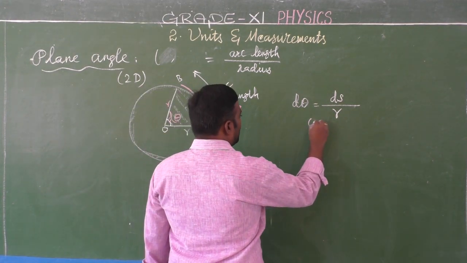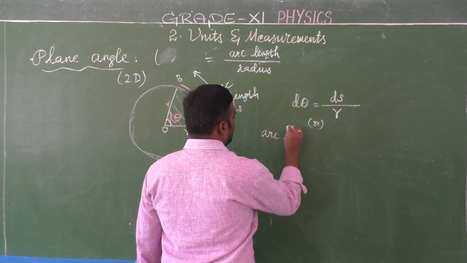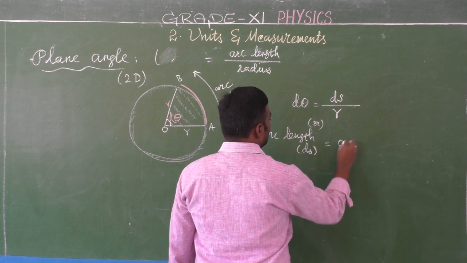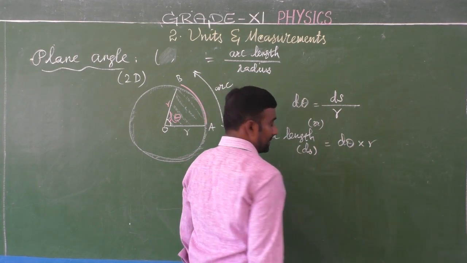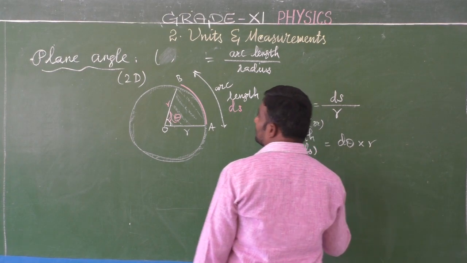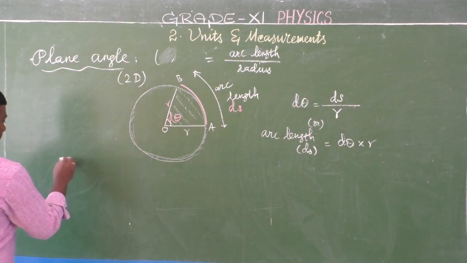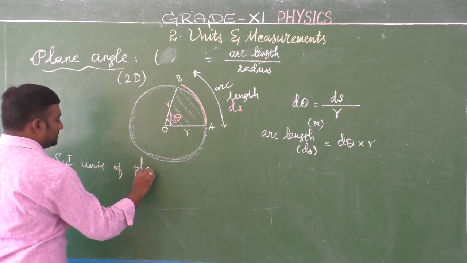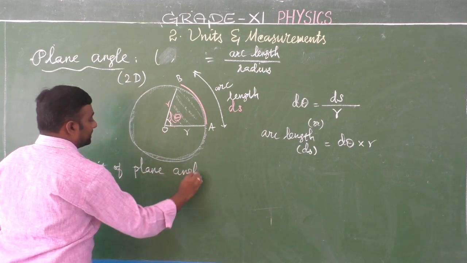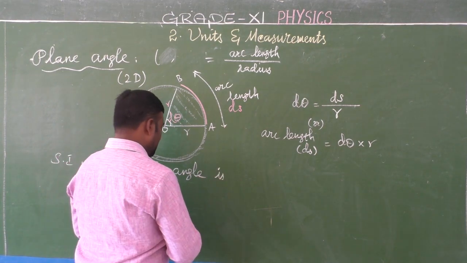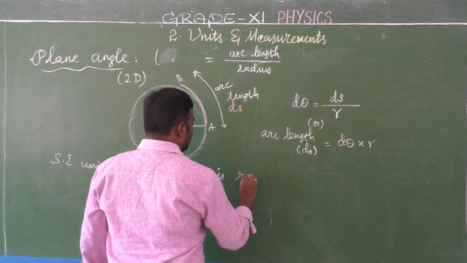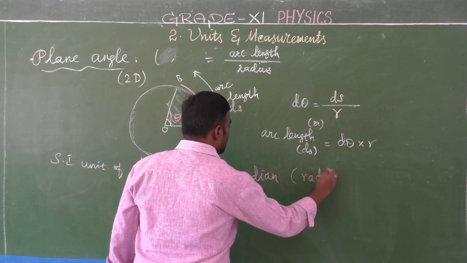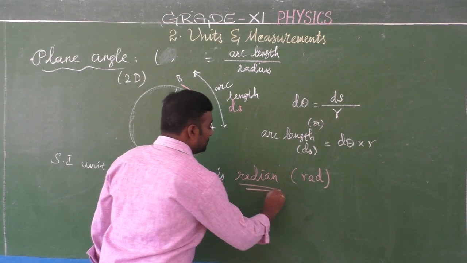If you want to know the arc length, what is the formula? Arc length ds is equal to d theta into r, and the SI unit of this plane angle is radian. The symbol is RAD. Okay, so this is the plane angle.